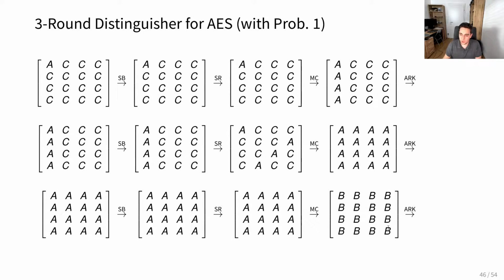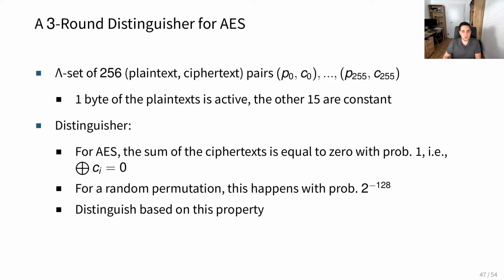The same is true for all of the bytes, which means that if I sum all of the 256 ciphertexts in that case, then the output will be 0. This is what the status here tells me. And yes, we have a round key at the end, but this doesn't change anything. So what do we have now?